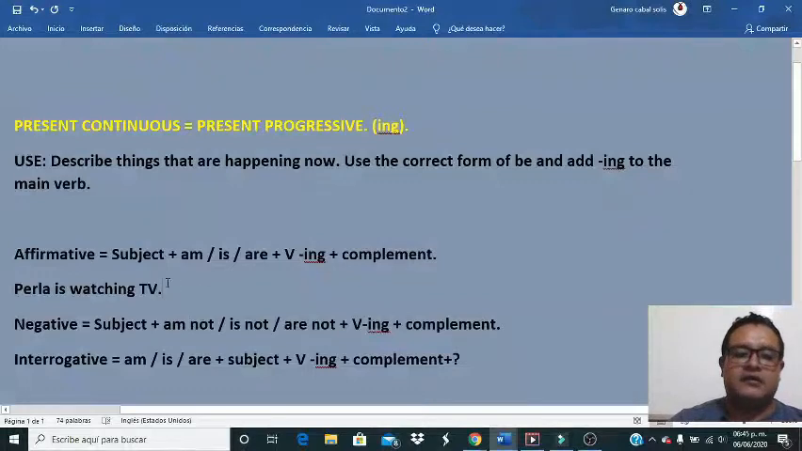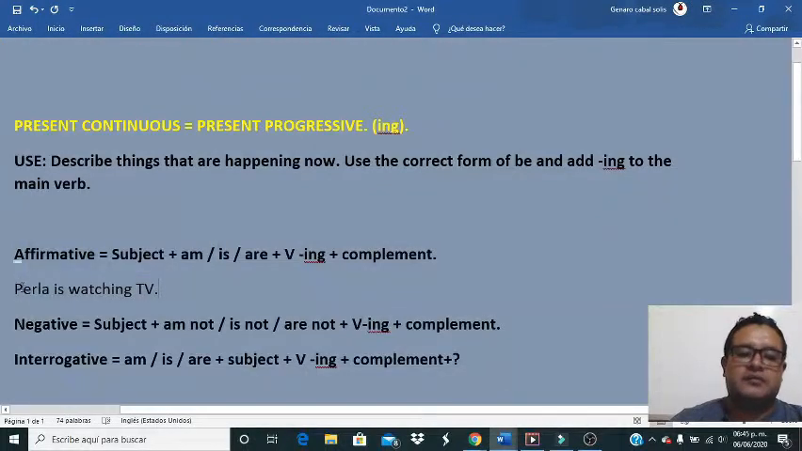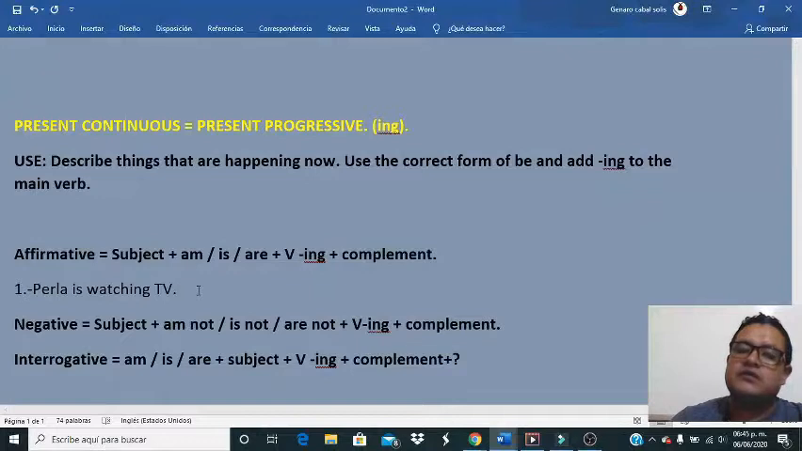Okay? And here is my first sentence in present progressive. Y aquí está mi primer enunciado en presente progresivo. Perla is watching TV. Perla está viendo la televisión. As I told you, como les había dicho, it's a tense that is used for situations that are happening right now. Es para hablar de situaciones que están pasando justo en este momento. So Perla is watching TV. Perla está viendo la televisión.